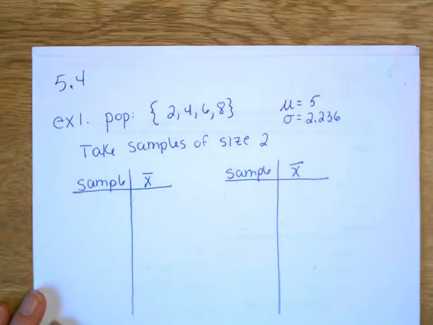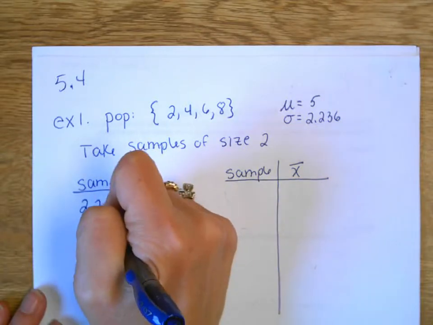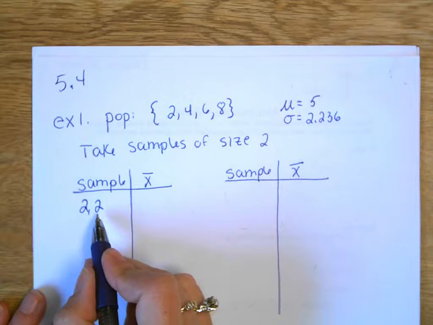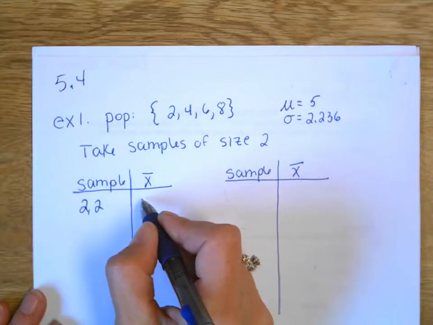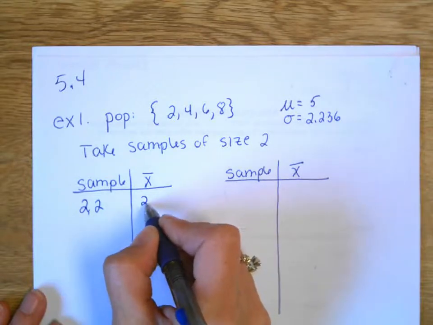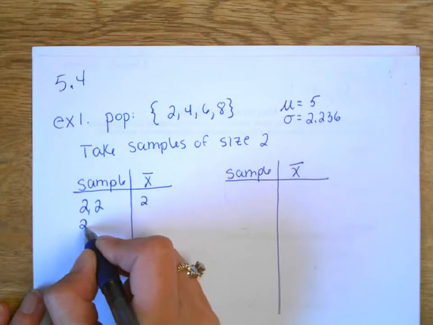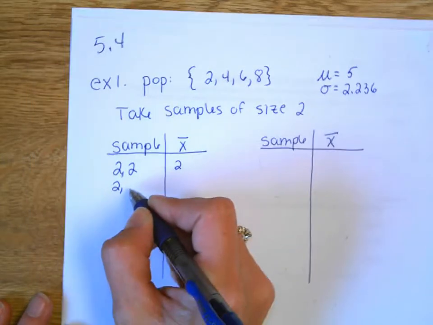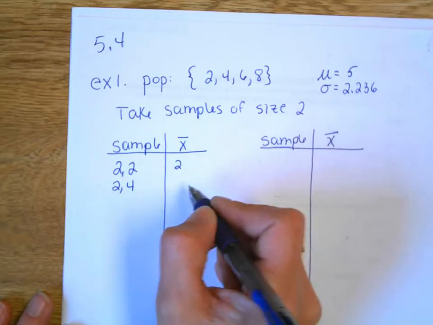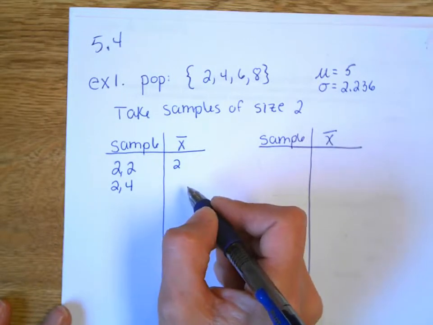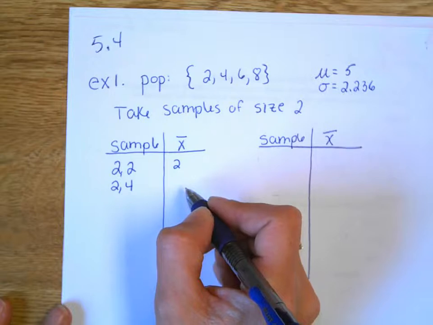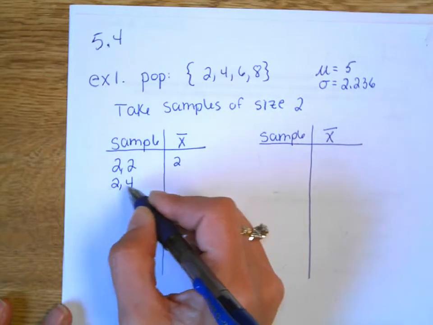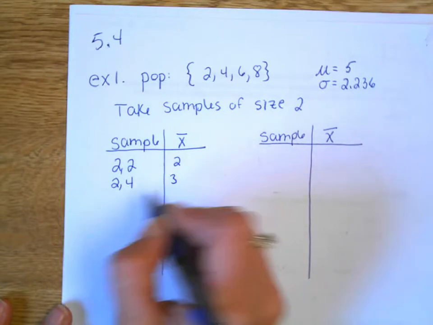If I reach in, I pull out a 2, and I throw that ping pong ball back in. What else could I reach in and get? A 2. What's the average of a 2 and a 2? 2. Okay. Let's say I grab a 2. What else could have been my second pick? 4. What's the average of 2 and 4? So you're putting the balls back. Yes, I'm putting the balls back in. What's the average of 2 and 4? 3. And we keep going.